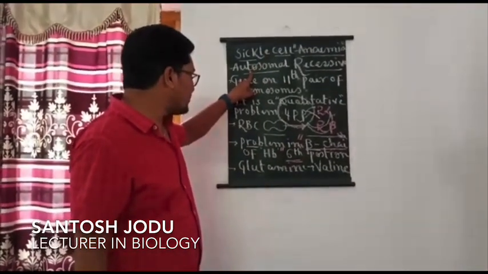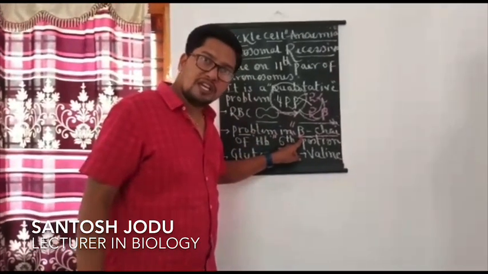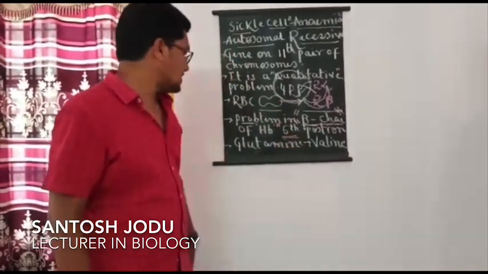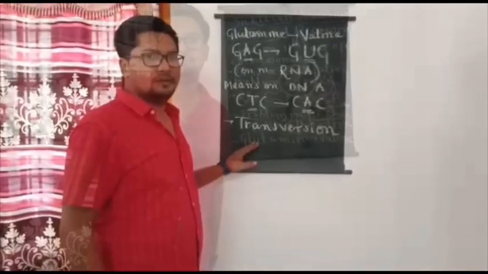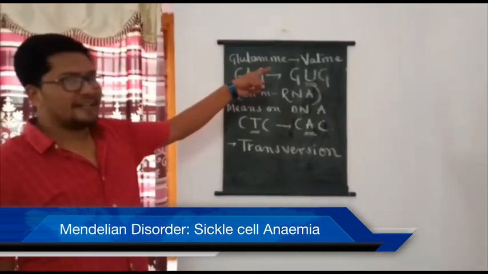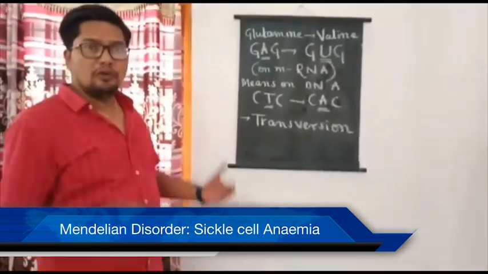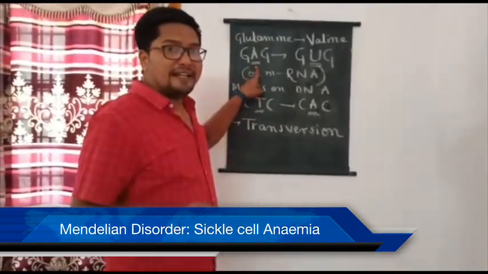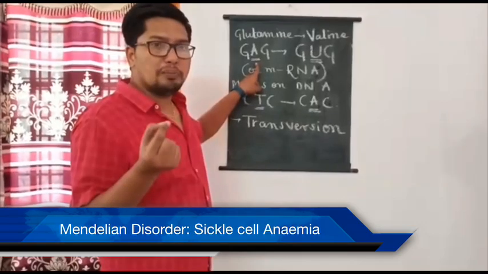It is also an example for autosomal recessive trait. The problem is always in the beta chain of the hemoglobin molecule. What is the problem? In the beta chain at the 6th position, amino acid glutamine is replaced by valine. In sickle cell anemia, glutamic acid is replaced by valine in the beta chain of the hemoglobin molecule at the 6th position. What is the reason for the replacement of glutamine by valine at the 6th position? It is just because of a gene mutation or a point mutation.